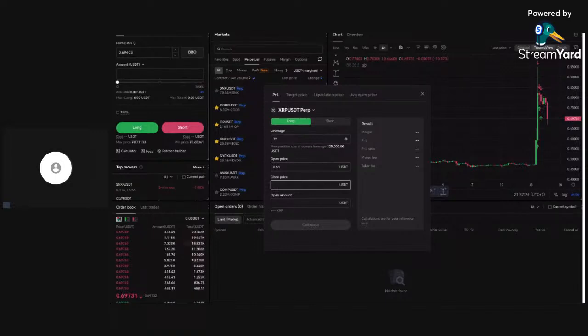So let's say we long this at 50 cents and we close this at 85 cents on 75x leverage, which is extremely high leverage, and I do not recommend using 75x, though if you want, you can.